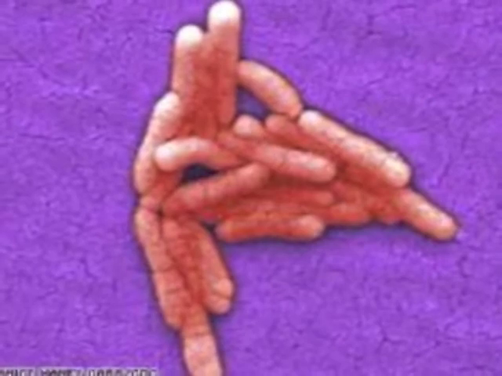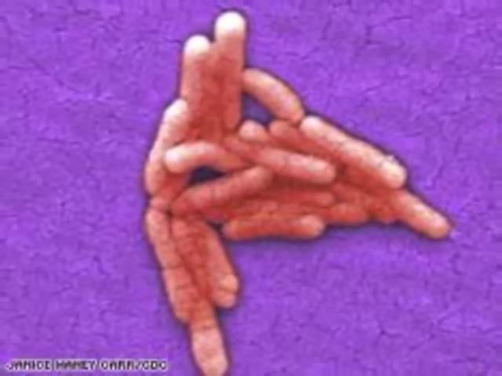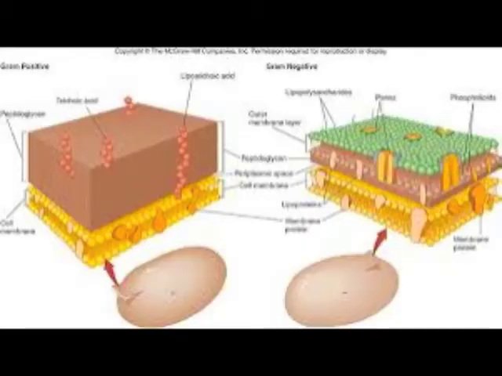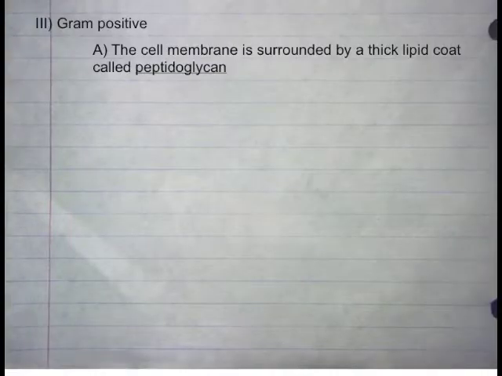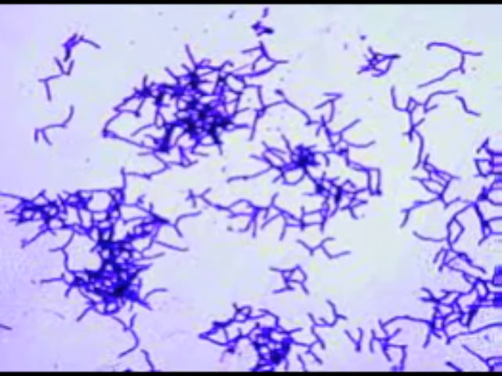Gram-negative bacteria are different from gram-positive. If we compare the two, you'll notice that the one on the left is a gram-positive bacteria with that thick peptidoglycan coat. On the other side is that gram-negative bacteria where it's a standard cell membrane, but is missing the coat. Gram-positive: the cell membrane is surrounded by a thick lipid coat called peptidoglycan.